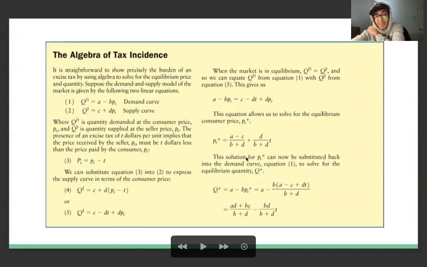These variables, A, B, C, D, and T, are just going to be constants. So you're going to get a constant value here. And once you have PC, you can calculate PS by just subtracting T, and then you can also calculate the quantities by just plugging in PC.